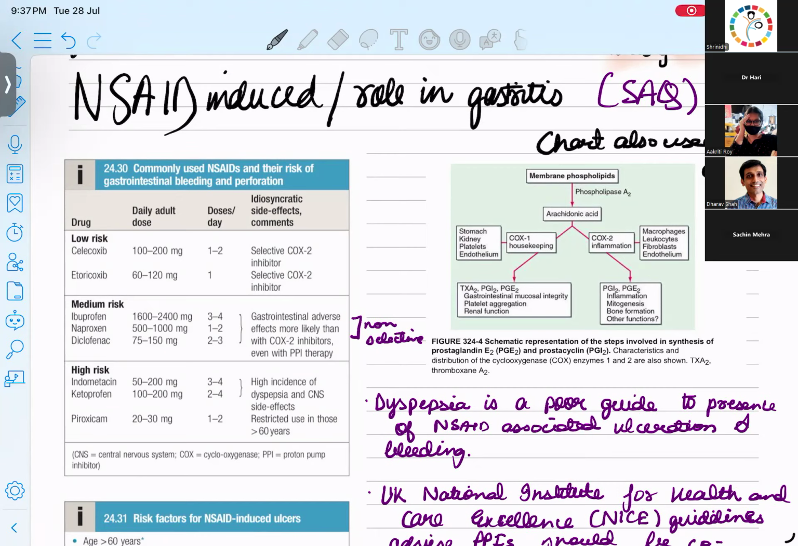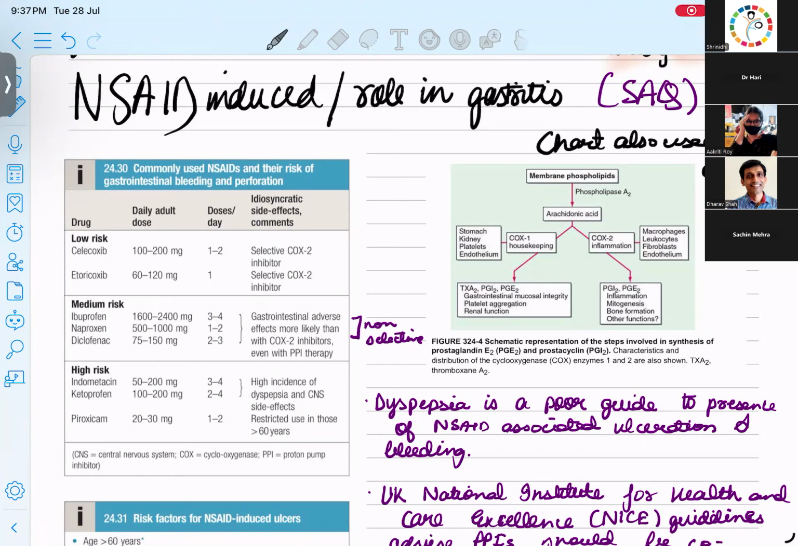So, this table is important because it shows that when we see selective COX-2 inhibitors, celecoxib and etoricoxib, they are very low risk in causing gastrointestinal bleeding and perforations. But again, we saw that if we give selective COX-2 inhibitors, we also increase the risk of cardiovascular diseases.